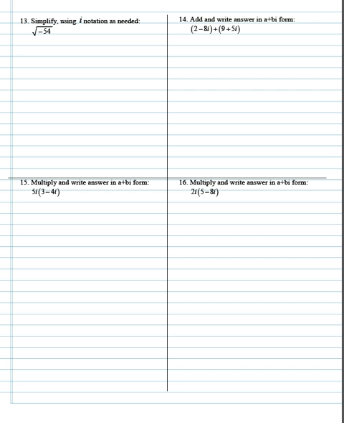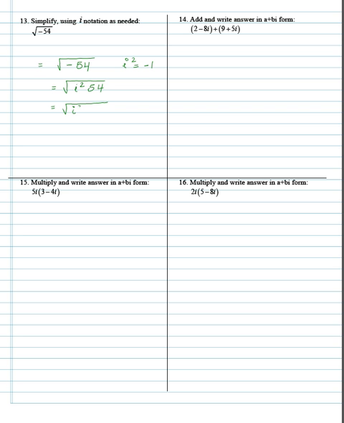Simplify using i notation as needed. So when I rewrite it, it is the square root of negative 54. As we know, i squared is negative 1. I'm going to replace my negative 1 with i squared times 54. Students don't have to do this. Once you see a negative, you know your final answer is going to have i. But it's nice to go ahead and break it down.